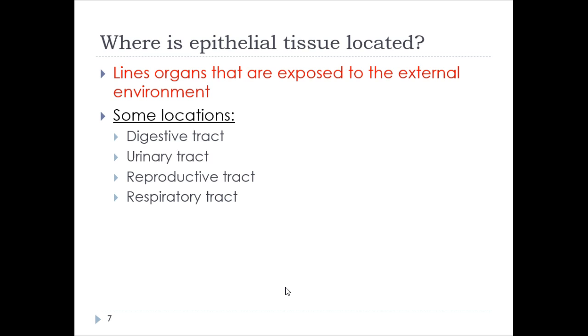So where's the epithelial tissue located? Basically, it's in the lining organs that are exposed to the external environment. And you could think of the external environment being the outside of our body, but of course, when you're going from one tissue type to another, there's going to be those environments as well. So you can imagine the digestive tract is very different from our reproductive tract. So they're going to have their own epithelial linings that's going to protect them.